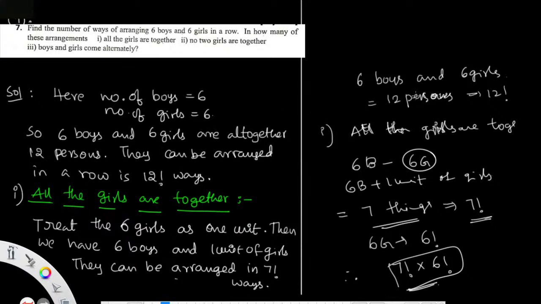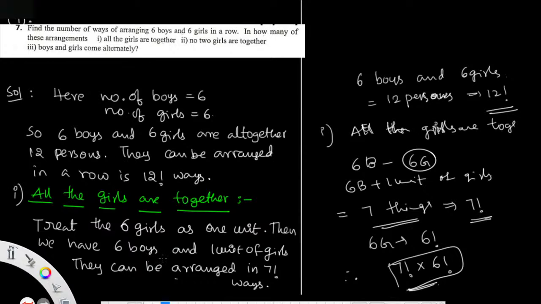In the row form, the first statement is given in a row, and that is the arrangement she is asking. Altogether, the persons make 12 persons. We have to arrange these 12 persons in a row. That's why we write that 12 members can be arranged in 12 factorial ways for the first statement in the question.